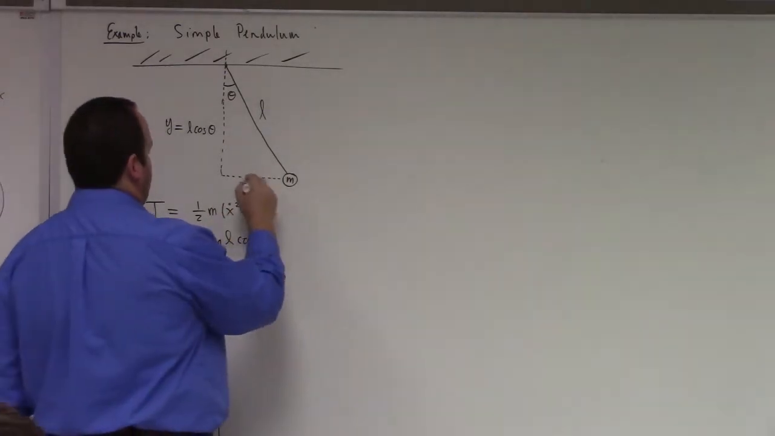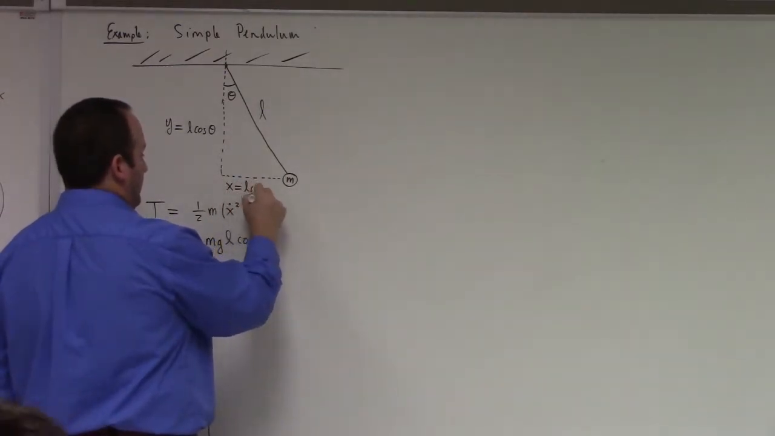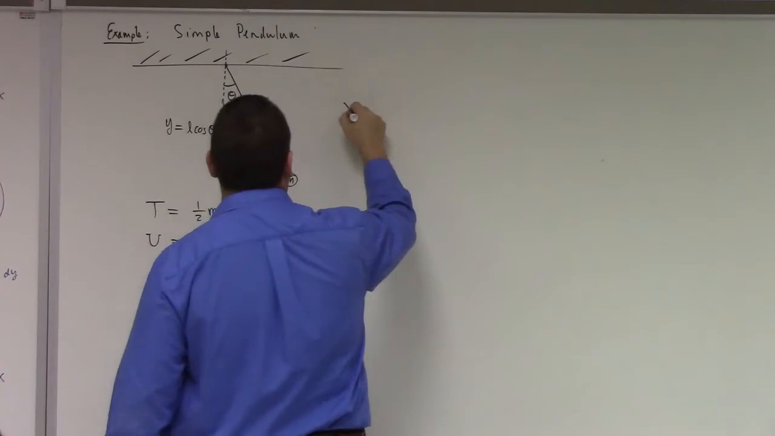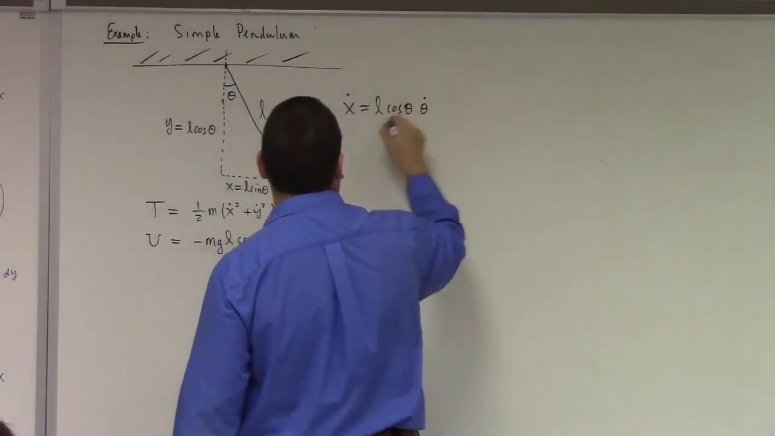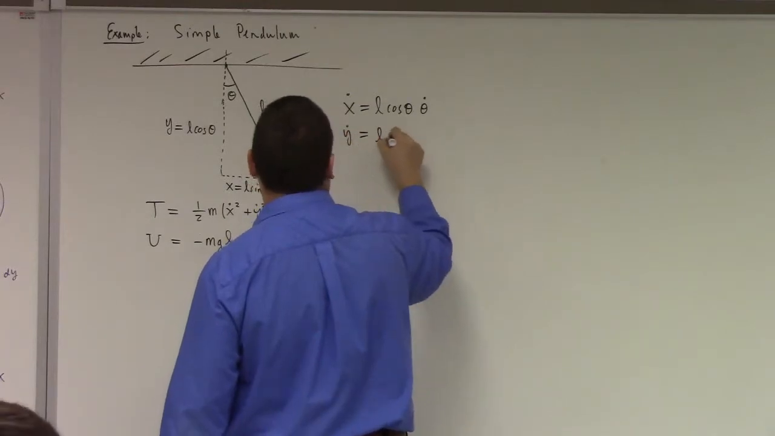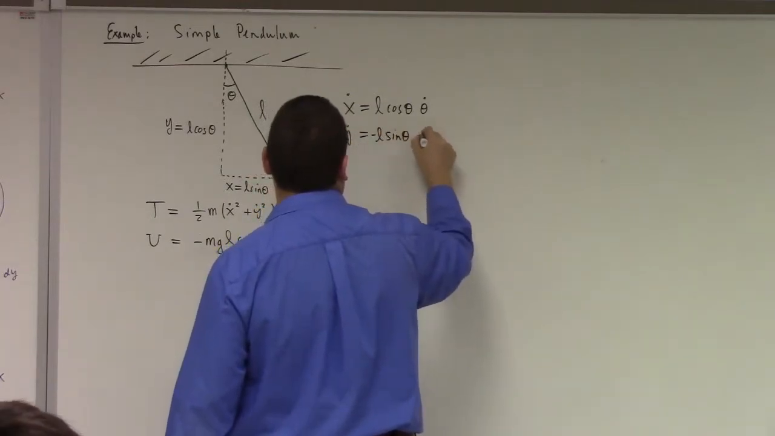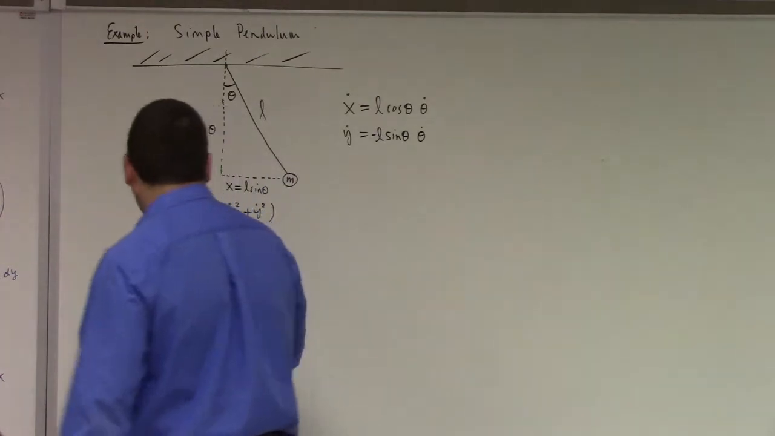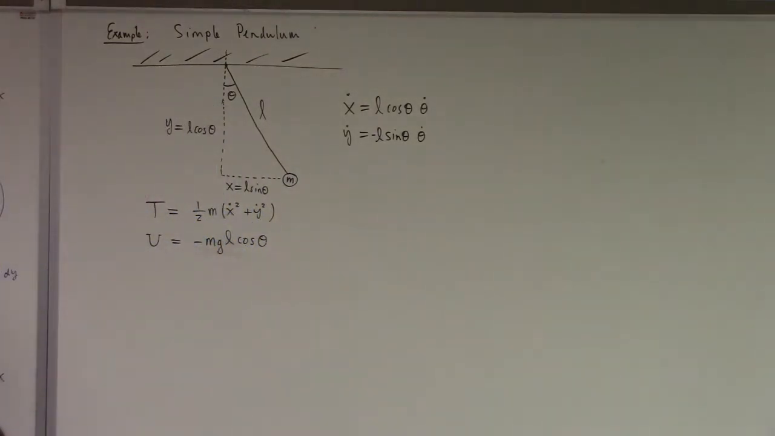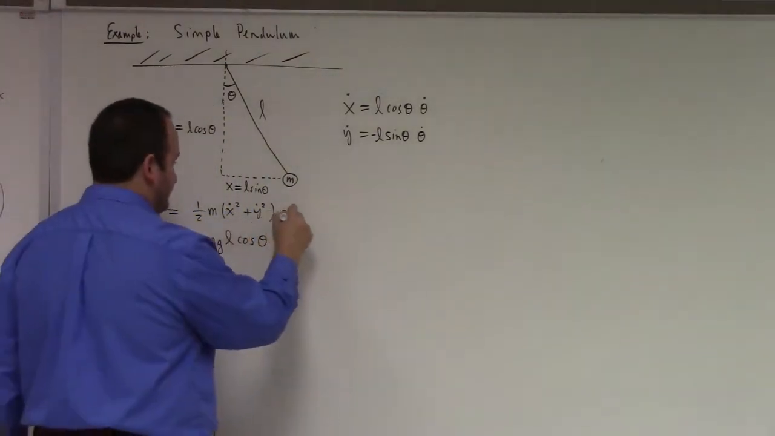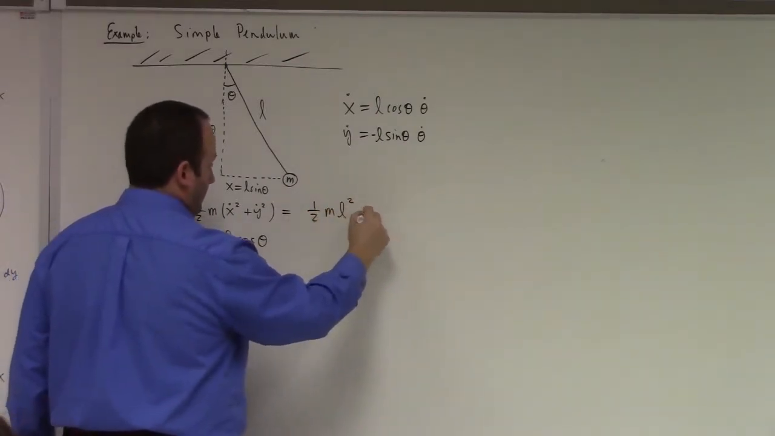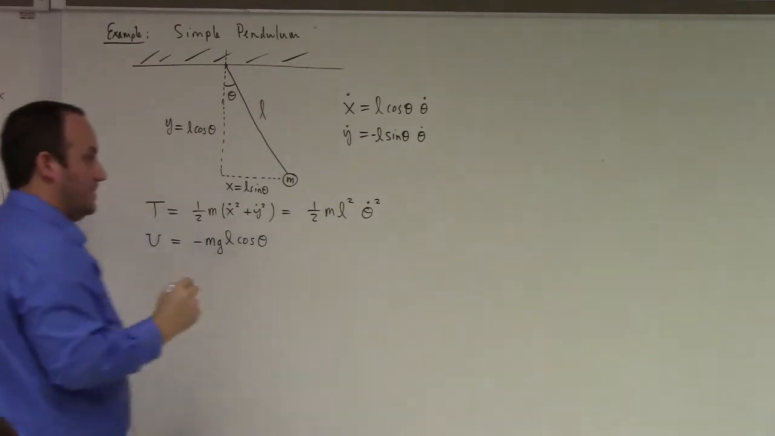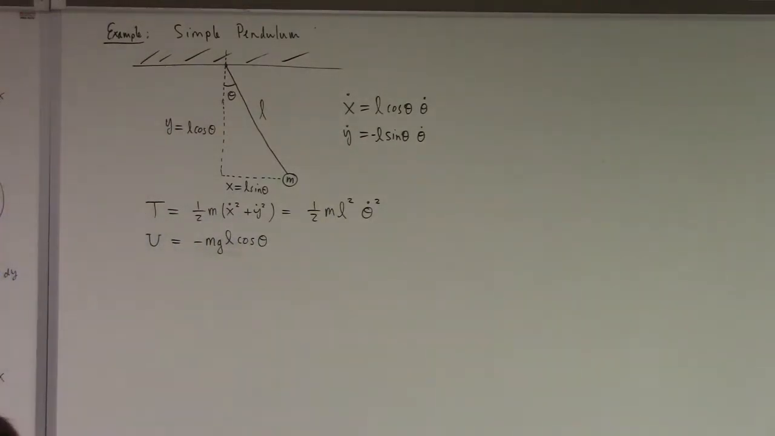So, of course, x is equal to L sine theta, right? So over here, x dot is L cosine theta, theta dot. And y dot, well, that's minus L sine theta, theta dot. So if you plug those in and square them, what do you get? Because we get sine squared plus cosine squared.